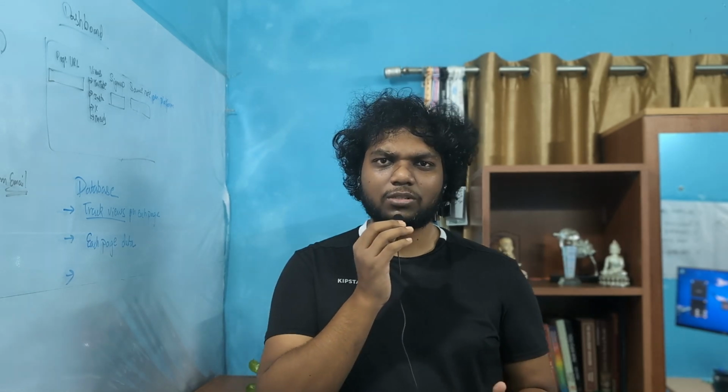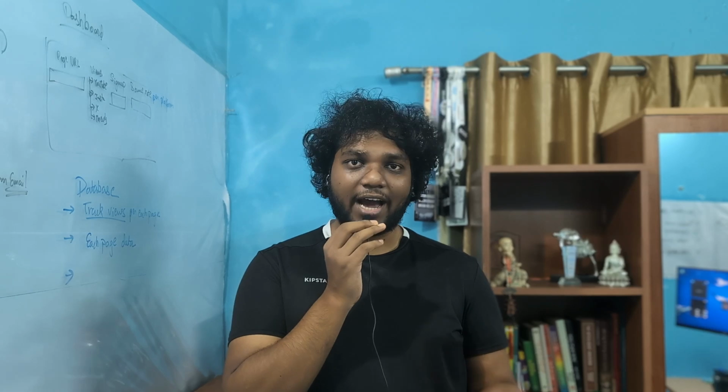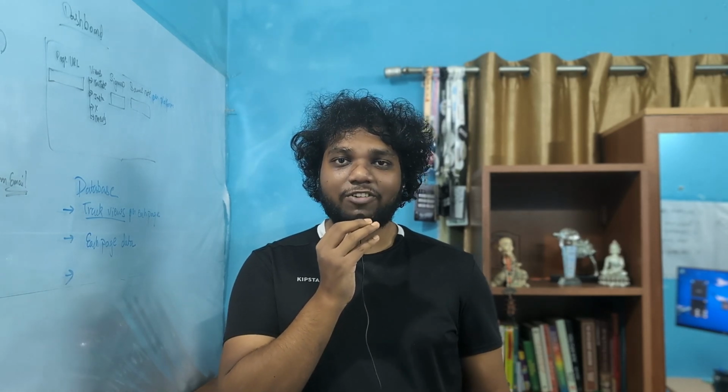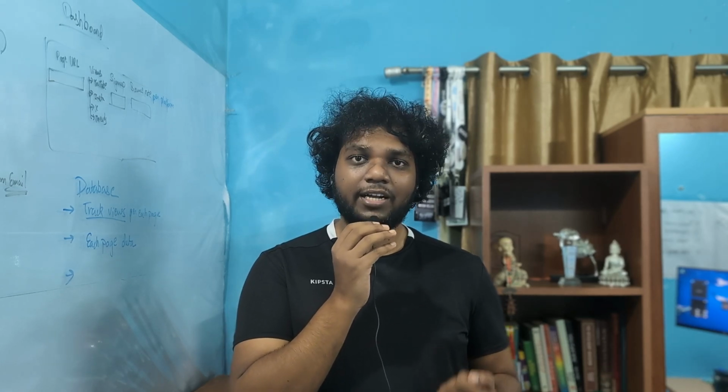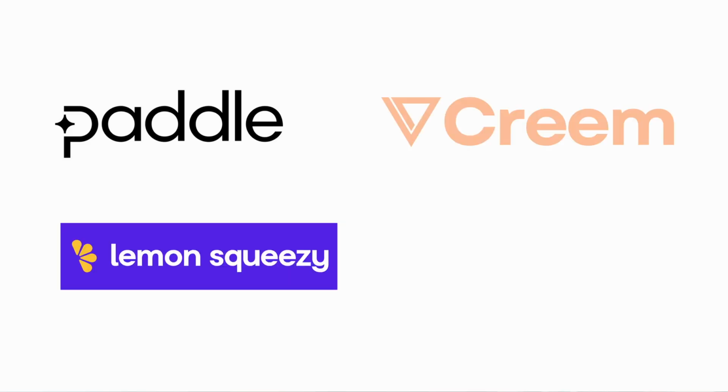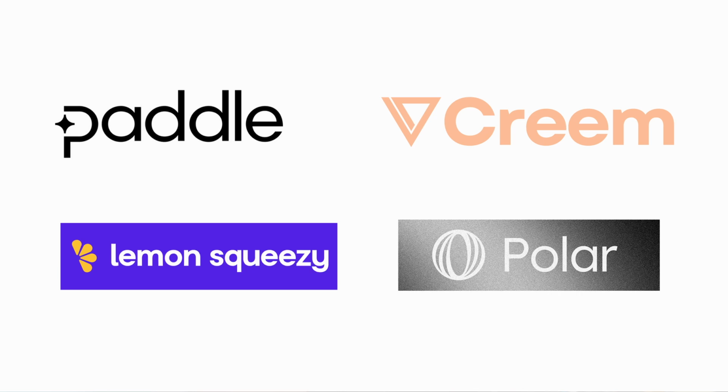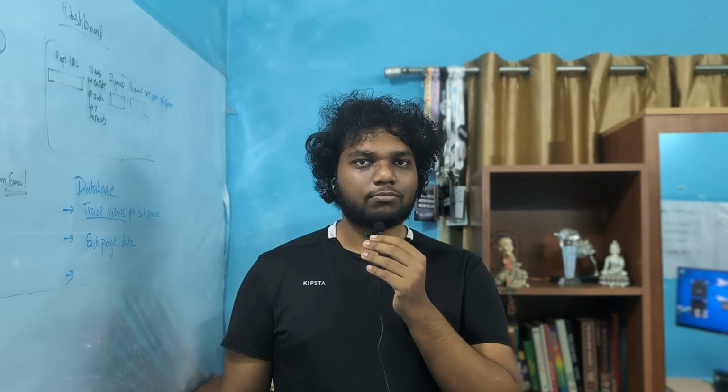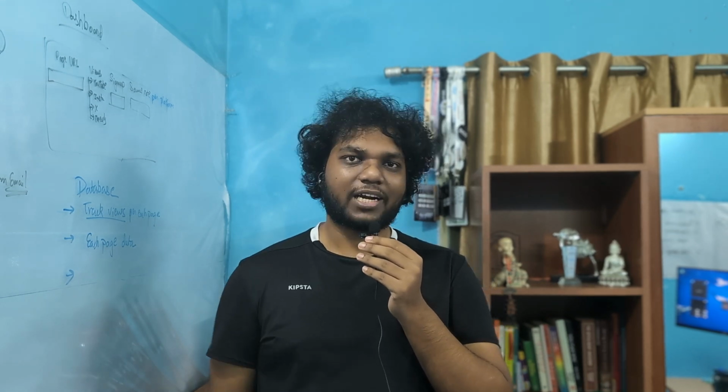So let's start with another important thing. Which merchant of record should I use? There are many alternatives available in the market like Paddle, Lemon Squeezy, Creem.io, Polar.sh. Everyone has their own superpower and their own pros and cons. So let's figure out what exactly we should use.